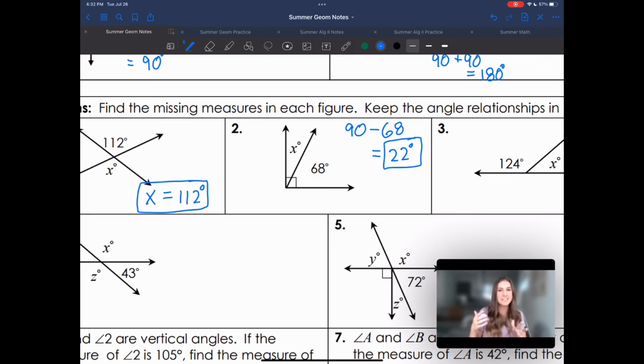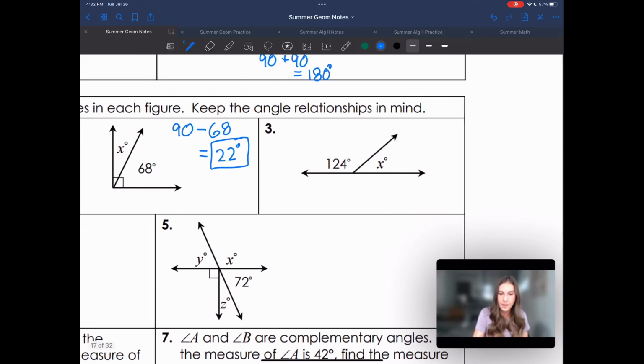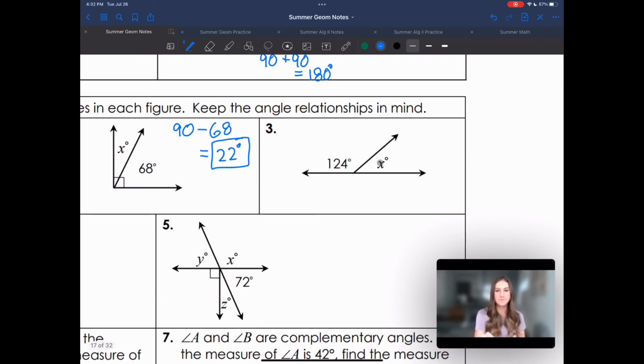So these ones are pretty easy to start. Okay, how about this one? We do have a straight line. Always try to look out for those straight lines, which means these two added together has to equal 180. So really we're just doing 180 minus 124. That's actually easy enough to do in your head. That would just be 56 degrees.